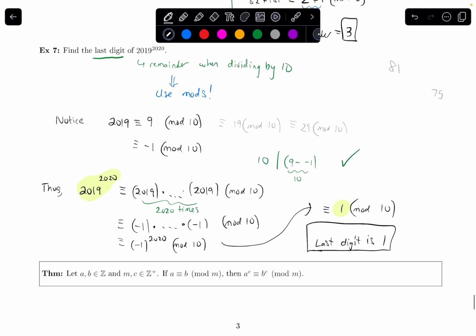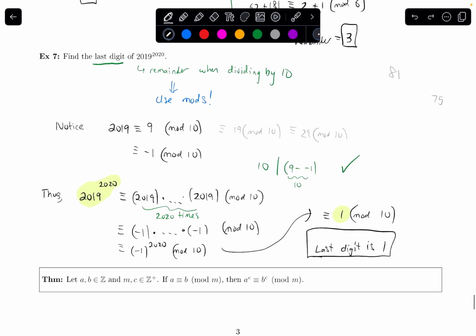One of the key things that this example illustrates a specific case of is the following theorem, which says if a and b are integers and m and c are positive integers, then if a and b are congruent to one another mod m, like 2019 is congruent to -1 mod 10, it turns out that we can raise both sides to the c power, and they'll still be congruent. In fact, we have that here. This whole thing to the 2020 ended up being congruent to -1 to the 2020. We actually showed why this was true by doing this calculation. That theorem says this is true in general.